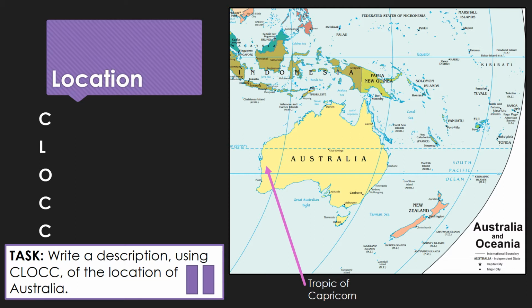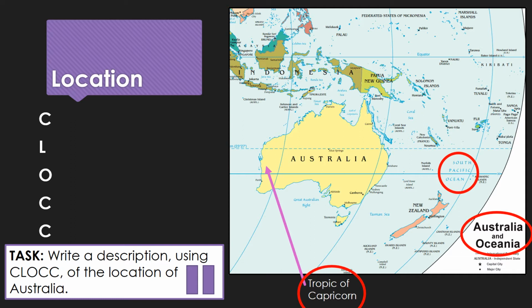So let's have a look at some of the things that you should have included in your answer. The first C stands for compass points, that's your north, east, south and west. The L stands for lines of latitude, so hopefully you've included the Tropic of Capricorn in your answer. The O stands for oceans or seas. Then one of the Cs at the end stands for countries and the other one stands for continents. So Australia is located in the continent of Oceania. You might have learned that it's called Australasia as well, but the more modern and up-to-date term is Oceania. As I mentioned before, lines of latitude, we've got the Tropic of Capricorn that runs through Australia.